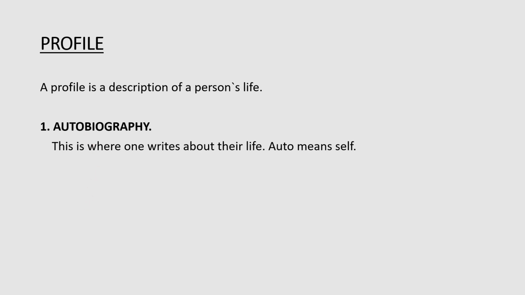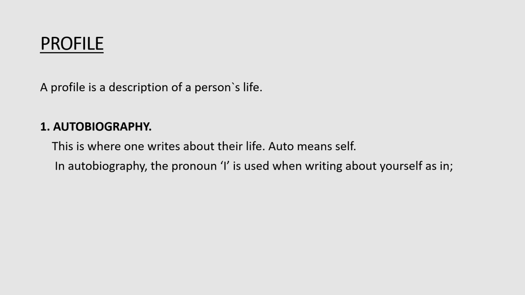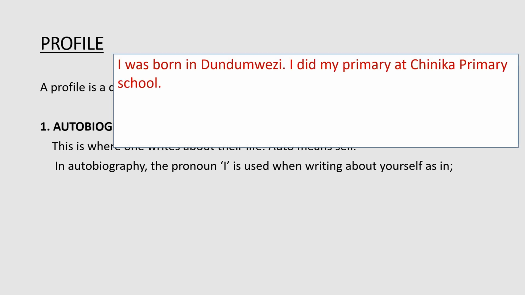So in autobiography, we use words like I did this, I was this, okay? For example, I was born in Dundumwezi. Let me say that again. I was born in Dundumwezi. I did my primary at Chinika Primary School. So as you can see, the I is there. We are just talking about yourself, so you have to use the I.